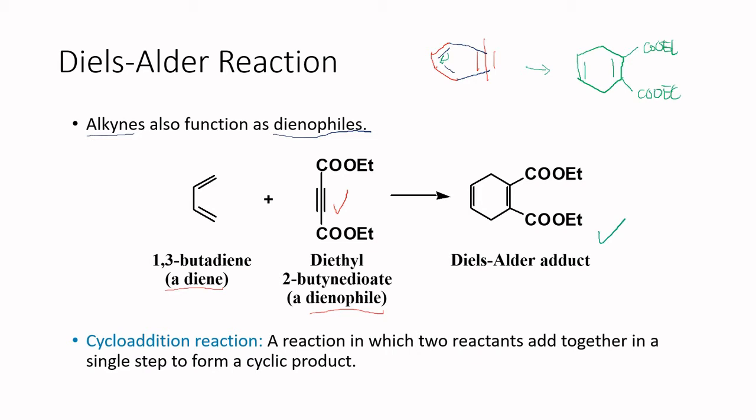So in general, a cycloaddition reaction is a reaction in which two reactants add together in a single step to form a cyclic product. So the resulting product must be a cyclic product.